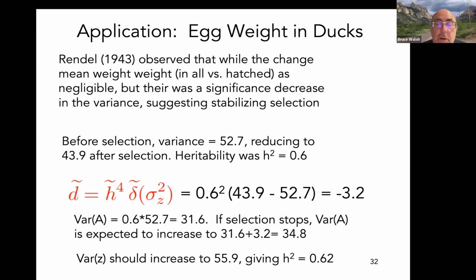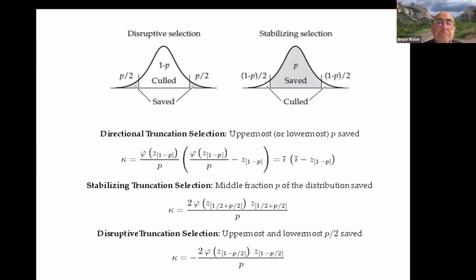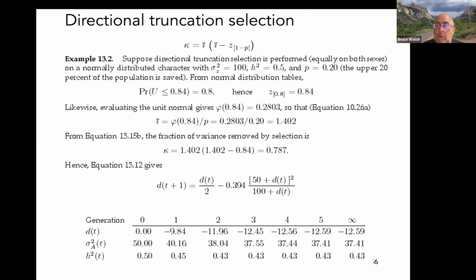And what that says, you run through the numbers, is that you decrease the variation from about 35 to about 32, and the heritability, usually about 0.62 before selection, goes down to 0.6. The effect is small here, but it can be more dramatic in other cases, as we'll show. So let's finish off by going through the following example.